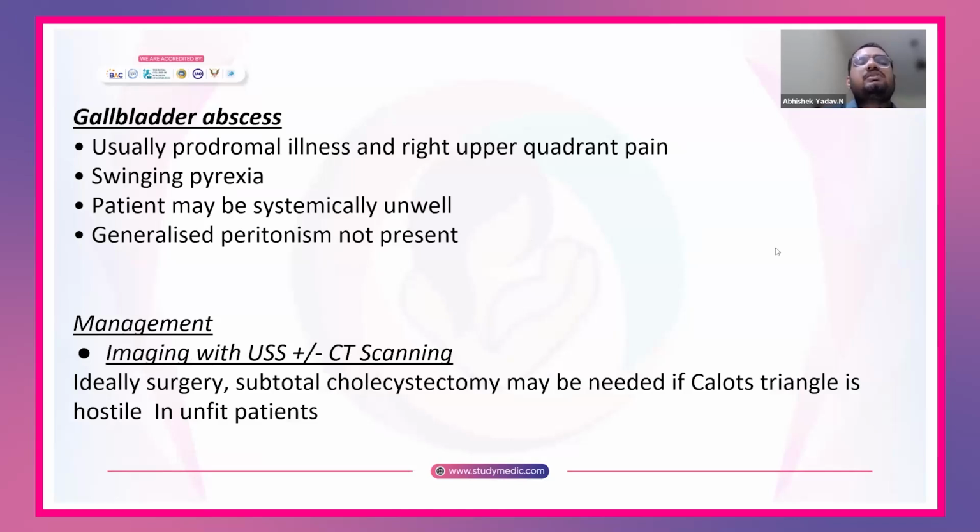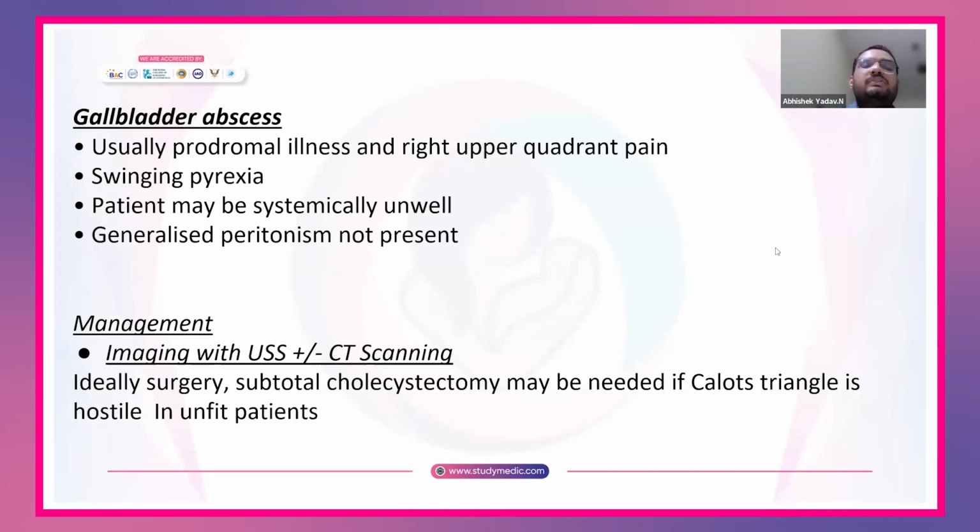Gallbladder abscess is also often a condition where the patient will usually have a prodromal illness with right upper quadrant pain. Since it's an abscess, continuous swinging pyrexia will be present. Sometimes the patient will be systemically unwell. They may eventually develop sepsis too. Generalized peritonitis may not be present in gallbladder abscess. Once it becomes complicated by rupture into the peritoneum, then the peritoneal features will be present.